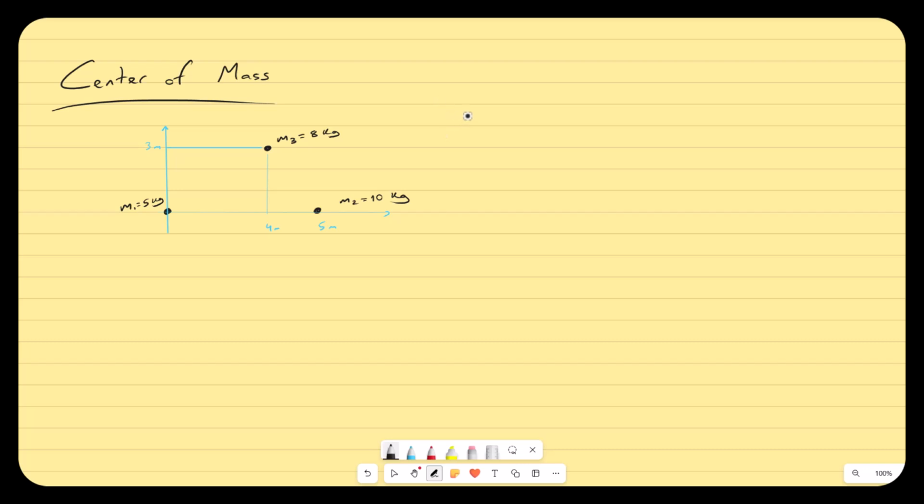So I will do my x-coordinates first. X center of mass is going to be m1x1, m2x2, m3x3 divided by m1, m2, m3.